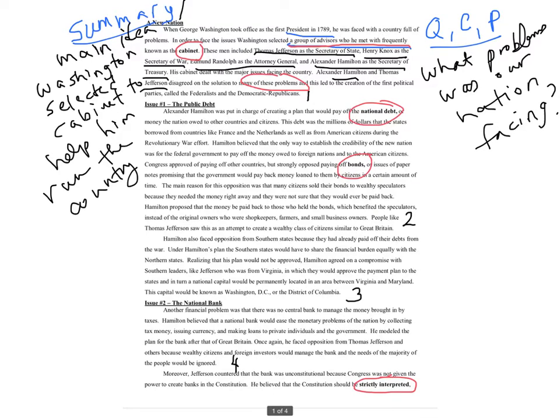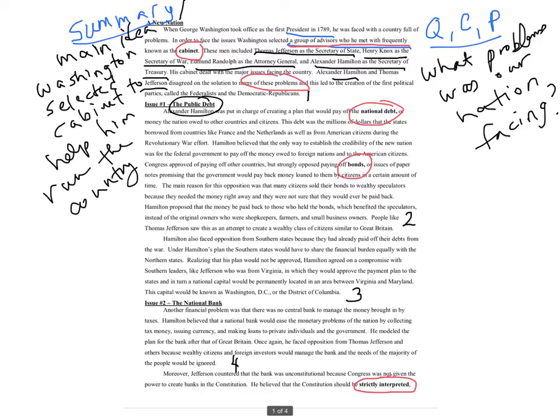Now I'm not going to annotate anymore, but I want to just kind of continue modeling for you how to ask questions while you're reading, because a good reader always asks questions, is always trying to predict what's going to happen next. So the next paragraph, issue number 1, the public debt. So obviously it's telling me that we're going to be reading about the public debt. And we know that debt means money owed.